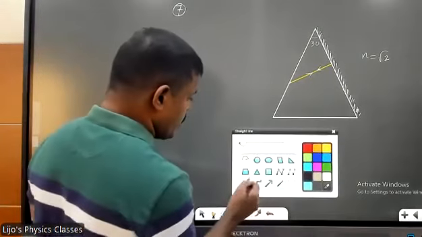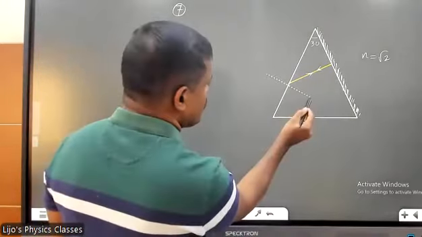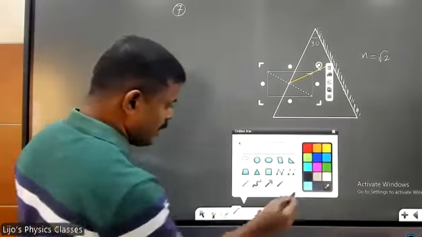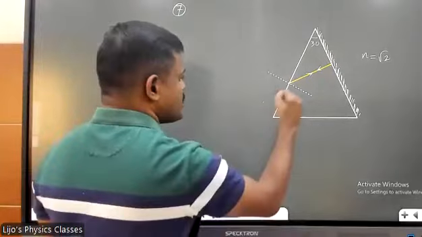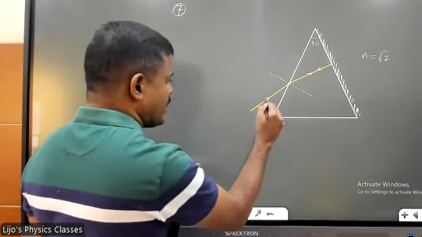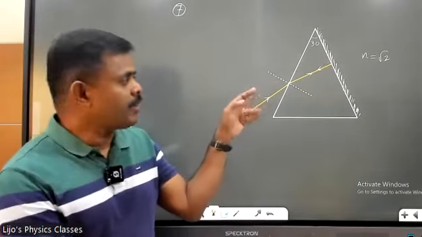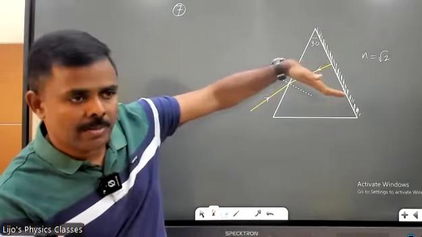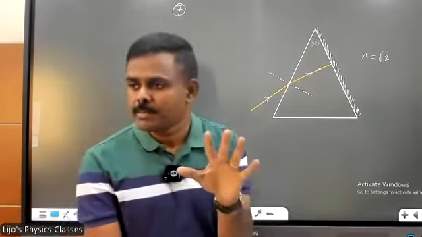Then what? I can draw the normal here. This is where I draw the normal. And I can complete the incident ray this way. This is the incident ray. Now, it looks like an incident ray has just gone in. It went from rarer medium to denser medium. So it is bending towards the normal, right? So that actually completes the picture.